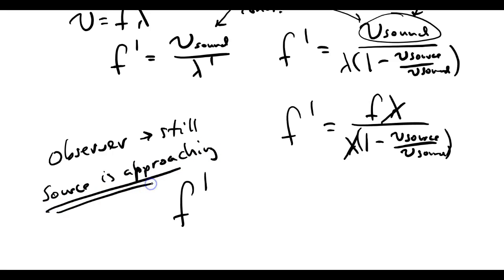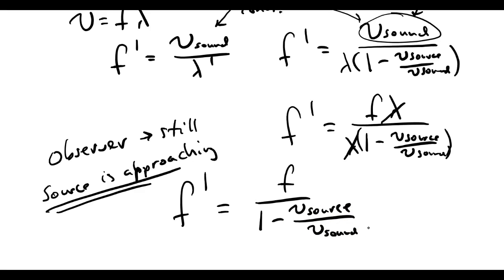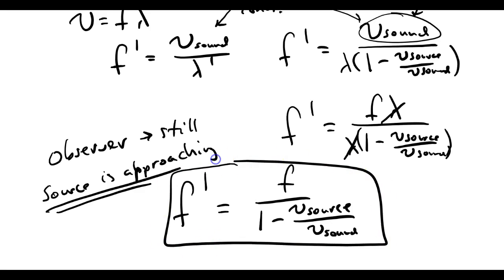Okay, so let's write that down. That is equal to f all over 1 minus v of the source divided by v of the sound, the speed of sound waves. And so that's what I get for my formula for this particular case.